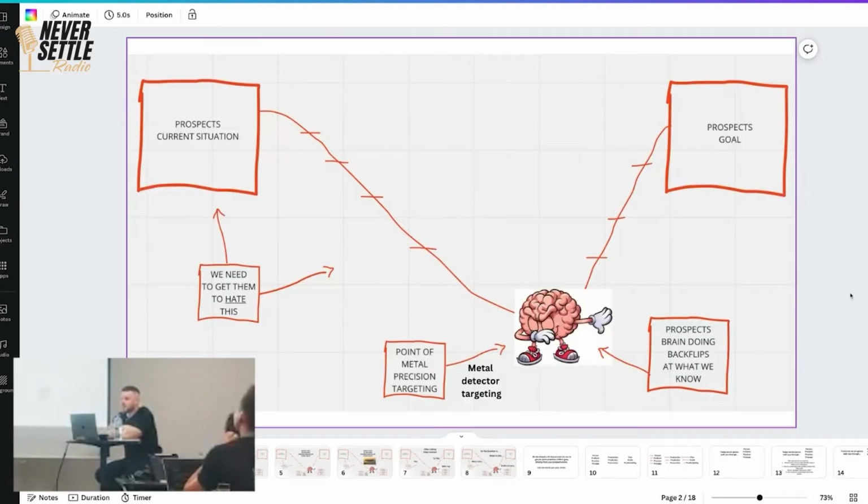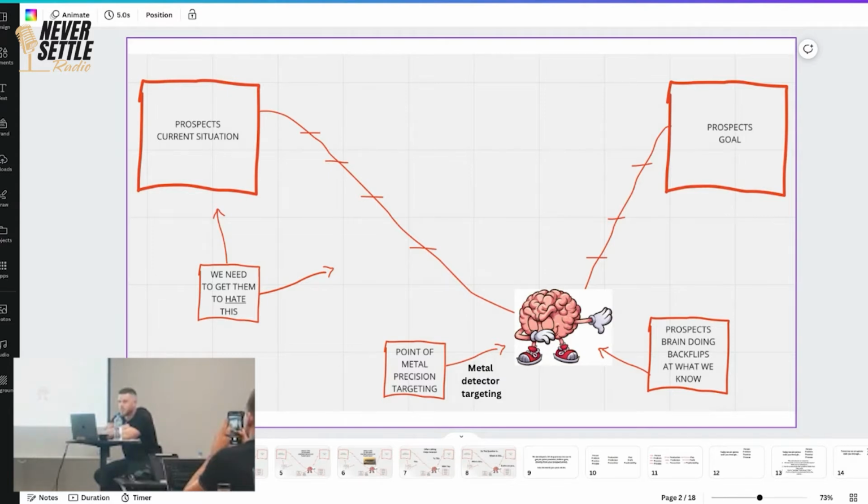I did a drawing, and essentially it is connecting your prospect's current situation through to their goals. At the valley down the bottom there, it's essentially getting their brain to do backflips over how we know what we know about where they're at right now. And when you do that, you get legitimate precision targeting, if that makes sense too.